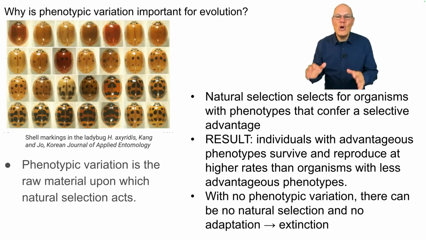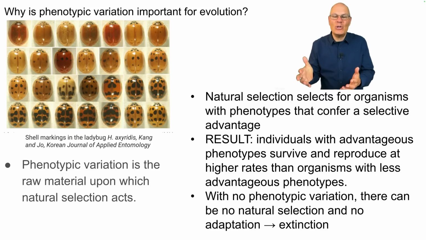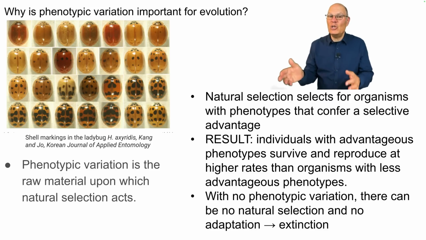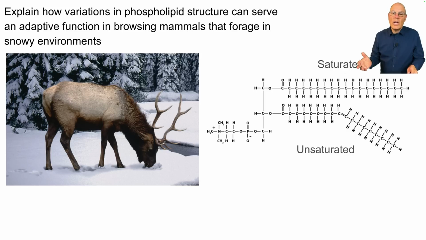Note that with no phenotypic variation, there can be no natural selection and no adaptation. That's why loss of variation is so dangerous to a species and can often lead to extinction. So here are a couple of examples of the importance of phenotypic variation. Let's start with this one. Explain how variations in phospholipid structure can serve an adaptive function in browsing mammals that forage in snowy environments.